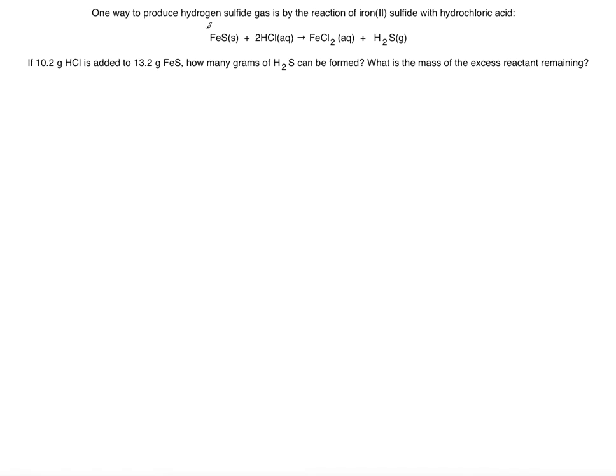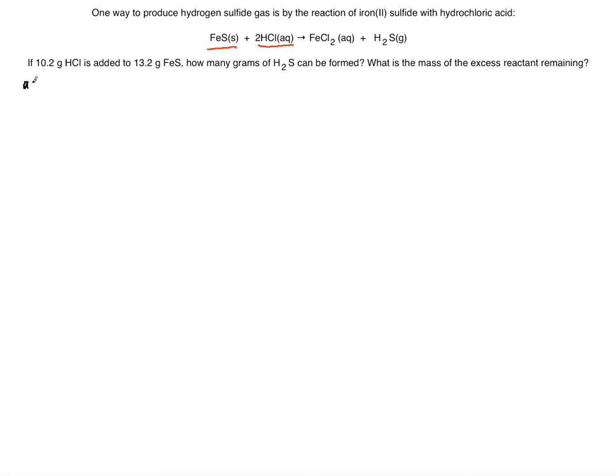So the first thing to realize is that these two are the reactants, alright? And the products are respectively on the other side. So we have to find the limiting reactant out of these two.